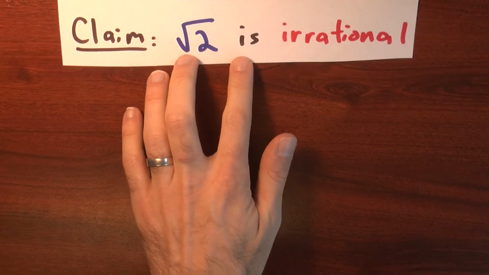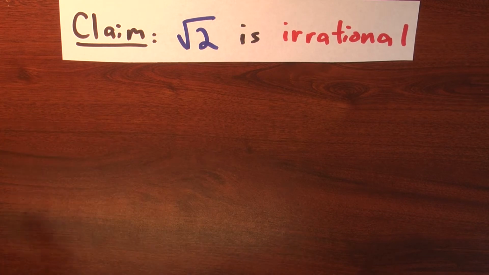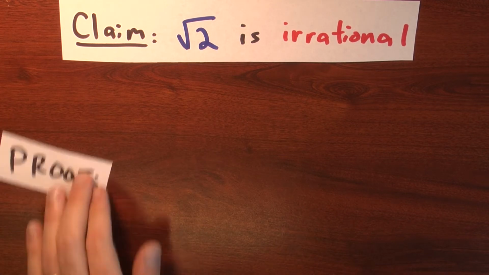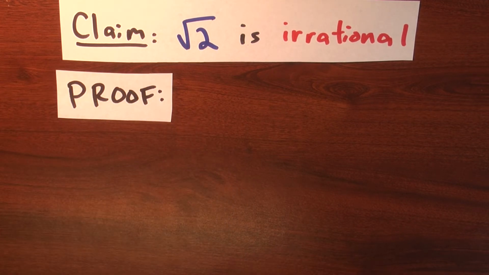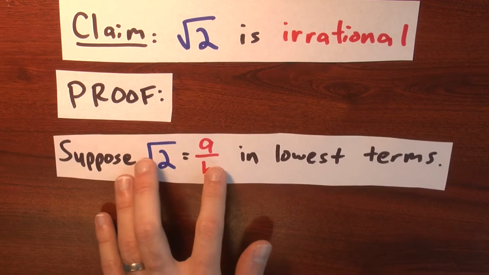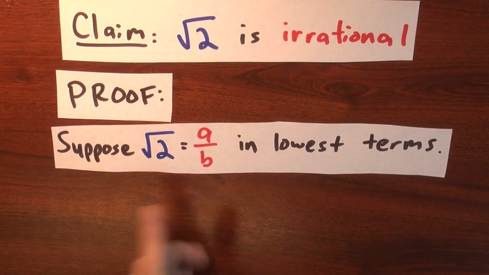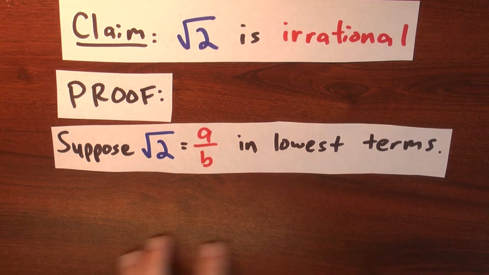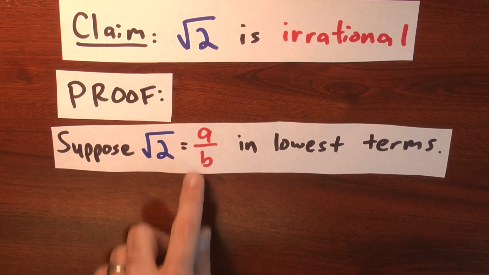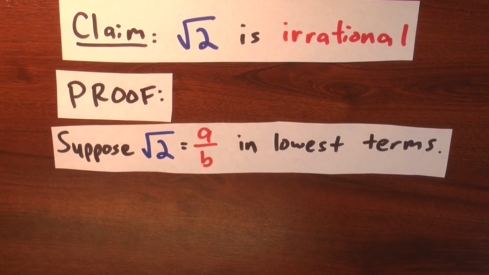For example, here's a claim. The square root of 2 is irrational. Now, how do I go about proving such a claim? Well, the argument begins by supposing that I can write the square root of 2 as a rational number. And if I can, then I can write the square root of 2 as a fraction in lowest terms. So I'm supposing that a and b don't have any factors in common.